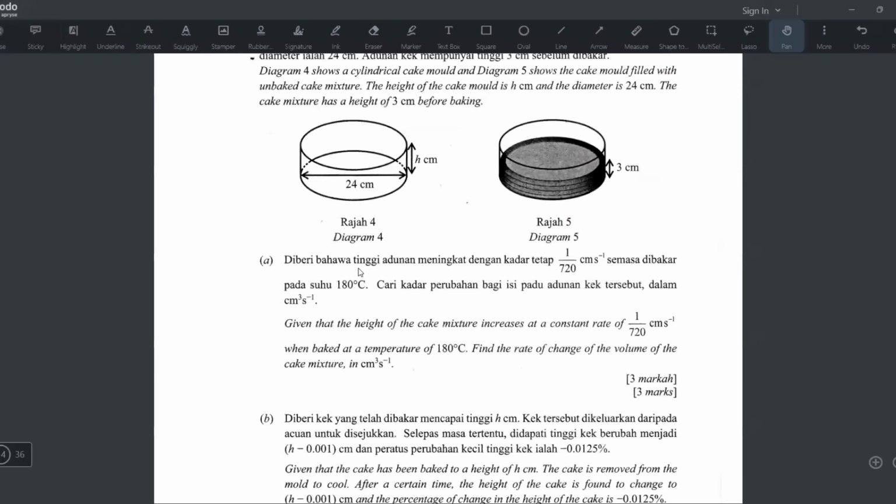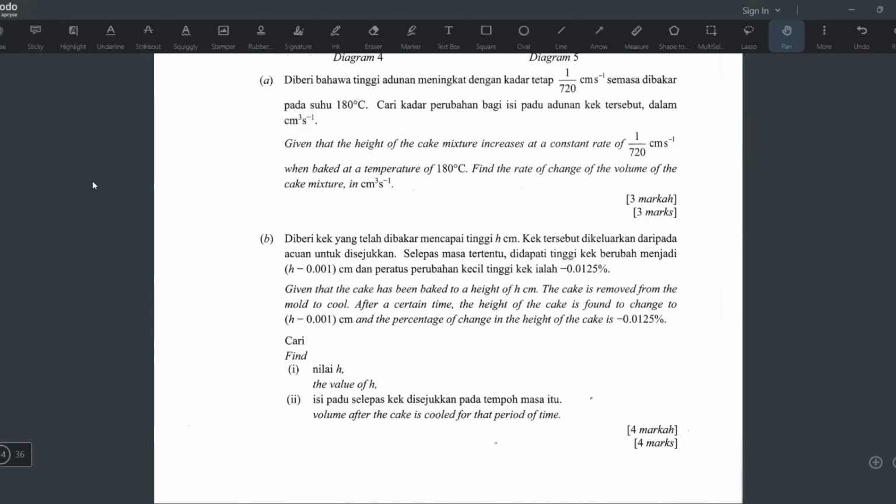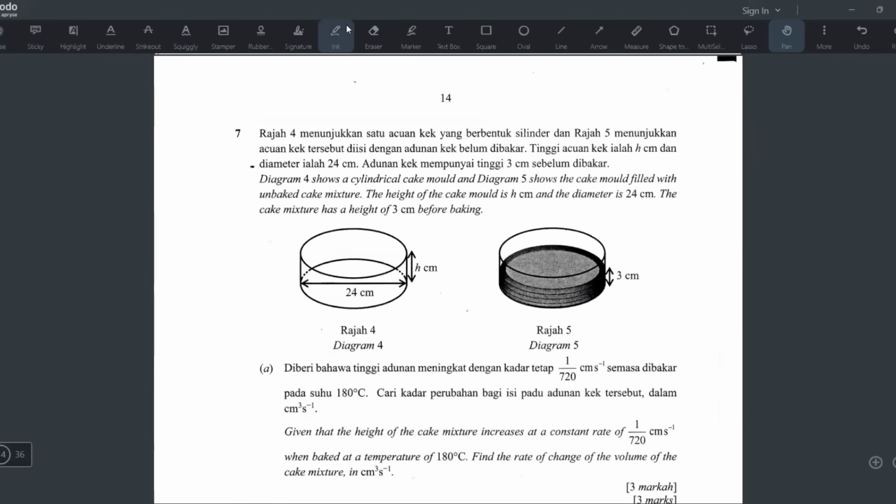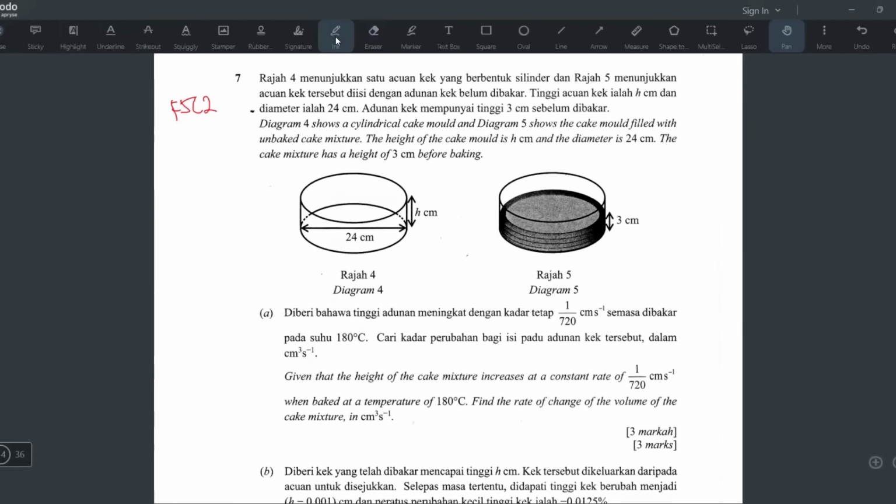Okay. Number 7. All right. This looks like a differentiation chapter. Yeah. Rate of change. Definitely Form 5, chapter 2. Okay. So let's read. Diagram 4 shows a cylinder cake mold, and diagram 5 shows the cake mold filled with unbaked cake mixture. So this one is like the mold. And then you fill in with the cake mixture inside, and then the height is 3 cm.